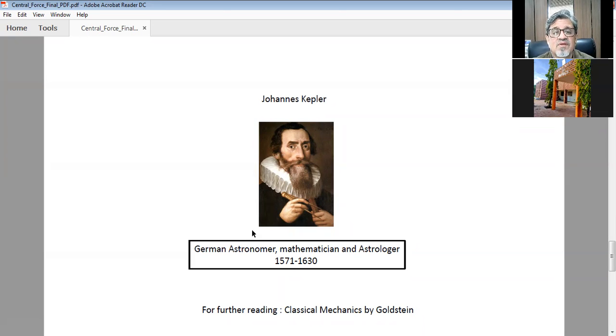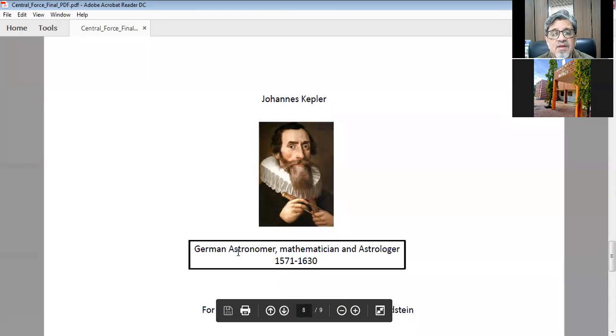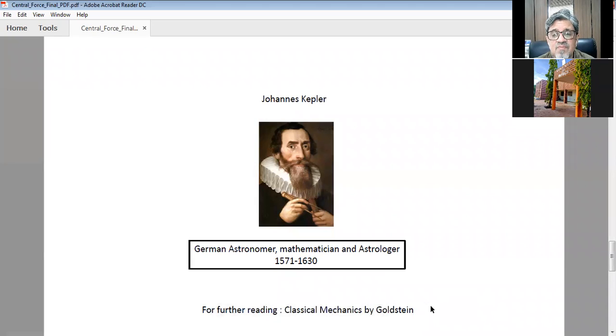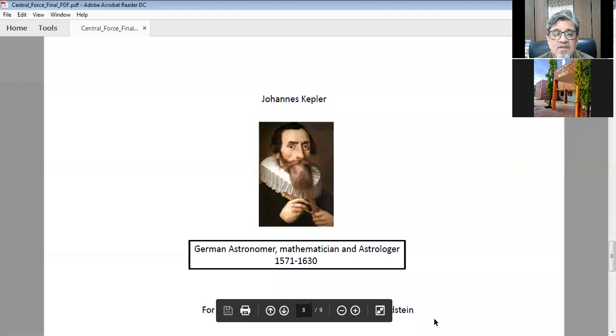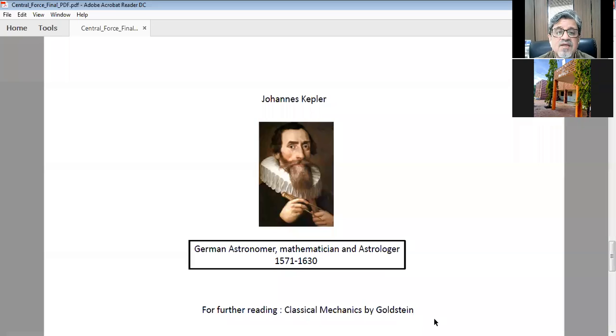Now, this is a picture of Johannes Kepler. In the German language, J is pronounced as Y. So Johannes Kepler, a German astronomer, mathematician, and astrologer. And I also request you for further reading, you can refer to Classical Mechanics by Goldstein. It is mentioned over here that for further reading, you can refer to Classical Mechanics by Goldstein.